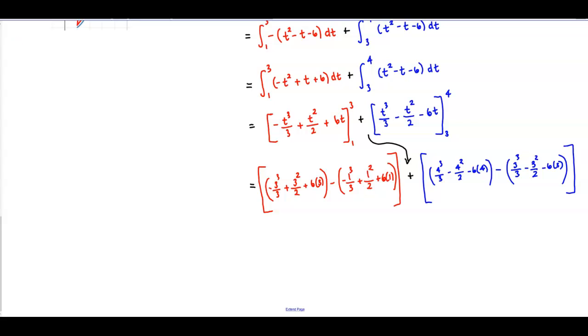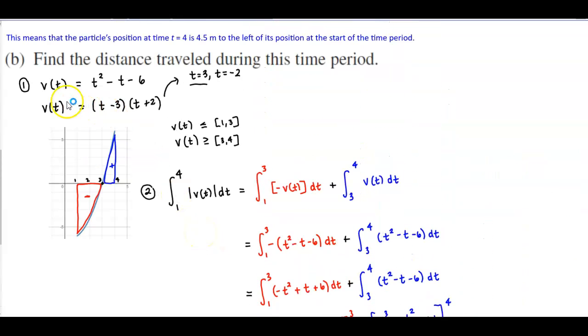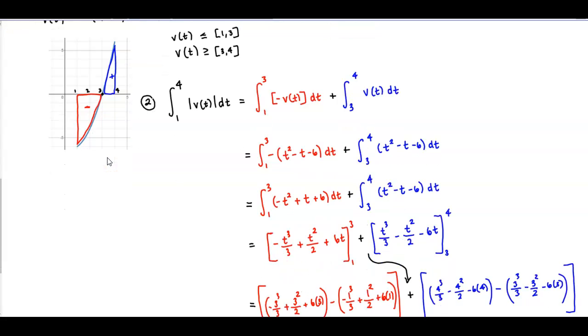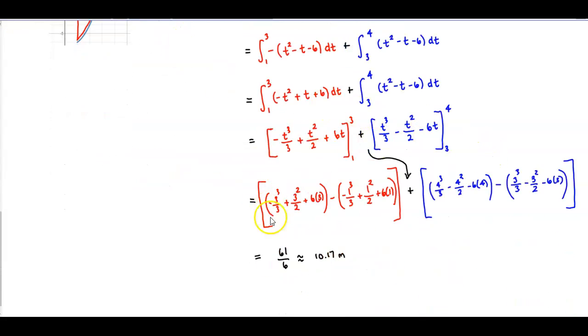If we go ahead and follow that, we end up getting 61 over 6, which is approximately 10.17 meters. And so this tells us the total distance that's traveled. Again, we had to take the absolute value because that allows us to find the total distance traveled. And by adding those areas, we got 10.17 meters.